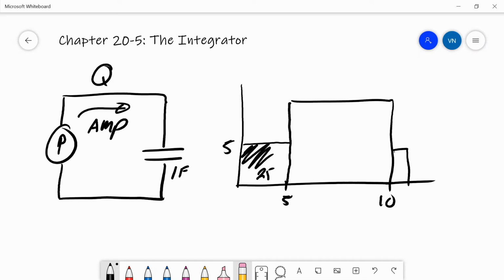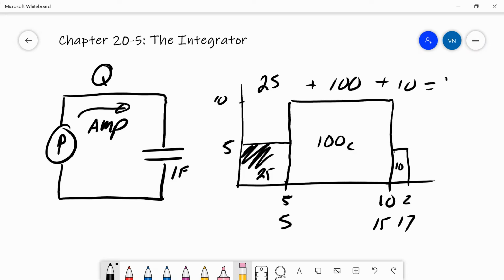And then in this time period here, if I do 10 amps for 10 seconds, I'll move 100 coulombs into the capacitor. And then my final thing here, if I do 5 amps for another 2 seconds, so this is 5, 15, 17 total, I will put another 10 coulombs into the capacitor. So after 17 seconds, I will have put 25 plus 100 plus 10. I'll have put 135 coulombs into that capacitor.